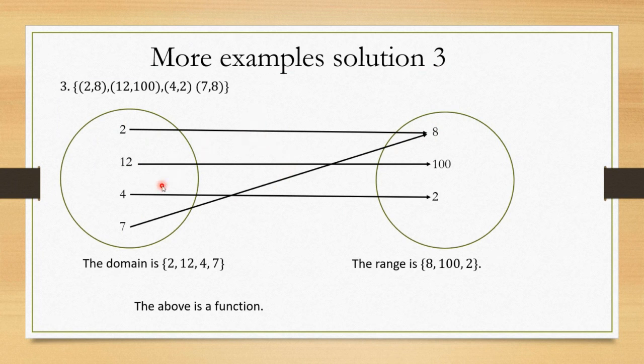And the domain of this relation is 2, 12, 4, and 7, as you can see here. And the range, right, is all the y coordinates, 8, 100, and 2, and 8. But 8, we only list once. Even though I wrote it in this order, it really doesn't matter what order I write it in. Remember, in a set, the order doesn't make a difference. So I could write this as 100, 8, and 2. I could change the order, in other words, and that won't make a difference.